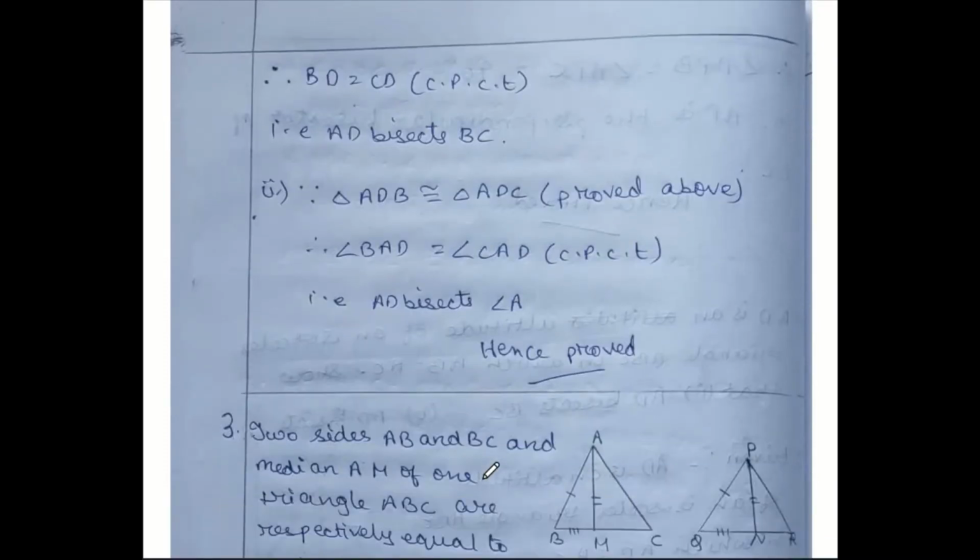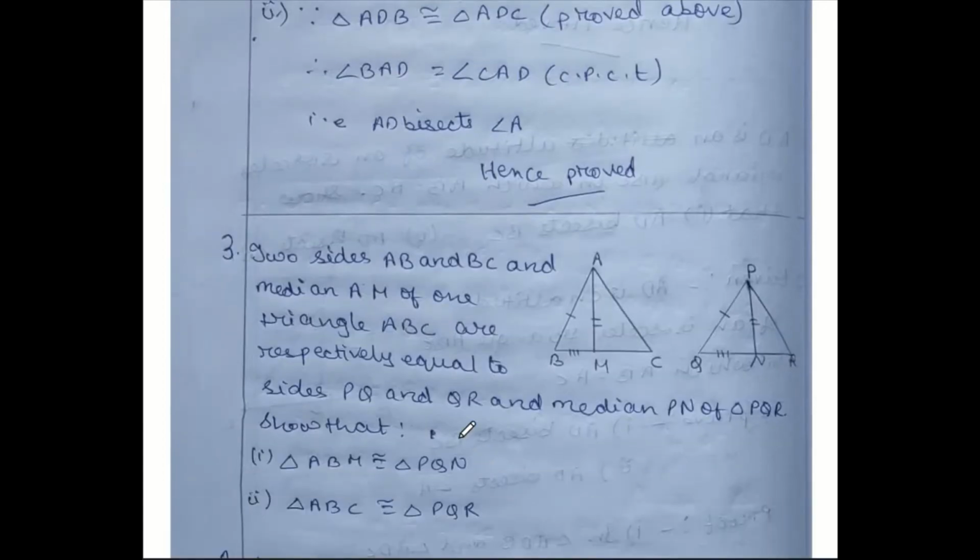Now exercise 7.3, question number 3. Little longer, the diagram is also given. This is the question. Two sides AB, BC and median AM are respectively equal to PQ, QR and median PN, which is already given equal. Prove that this small triangle and this small triangle are both congruent, and the whole triangle is also congruent. That's question number 3, maybe for 5 marks.